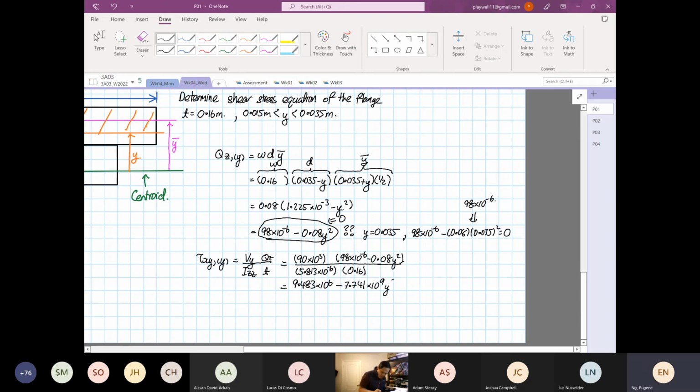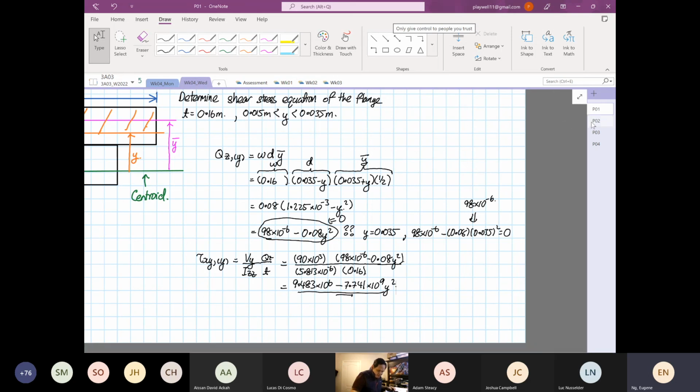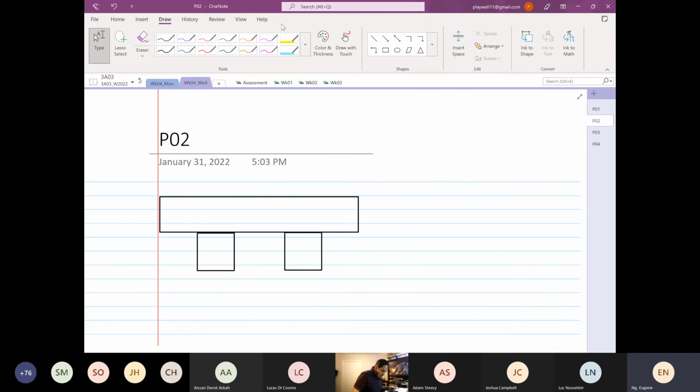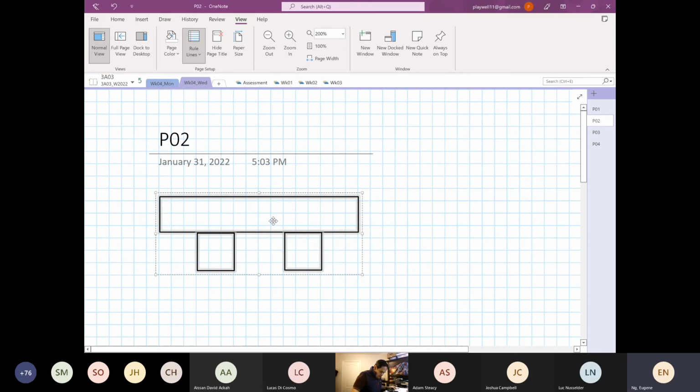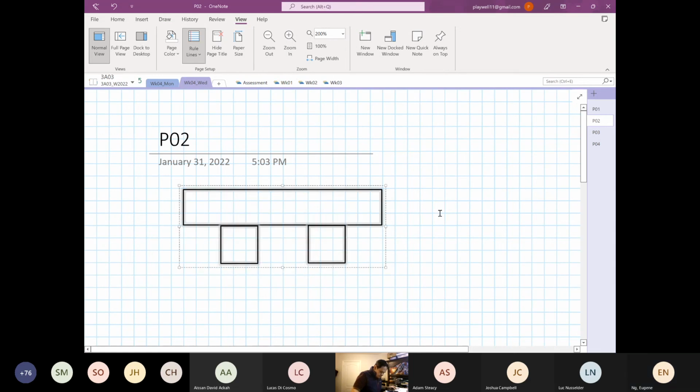Okay, y squared. So this is the equation of the distributed shear stress. I will do another one in the web section. In the web section, the first moment of area has a slight change. What do I mean by slight change? As I said, the problem with this topic is always the first moment of area. So now what we're going to determine is the shear stress equation.